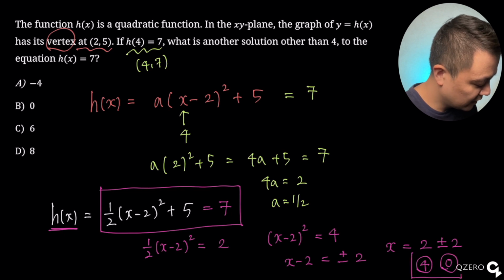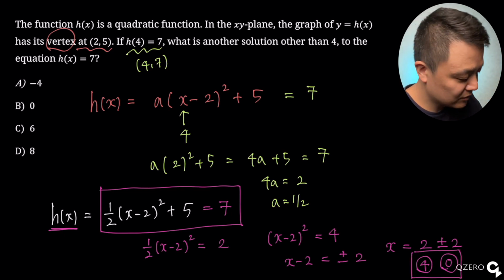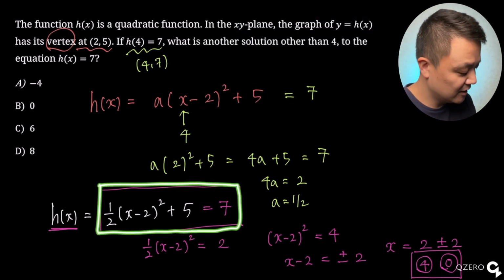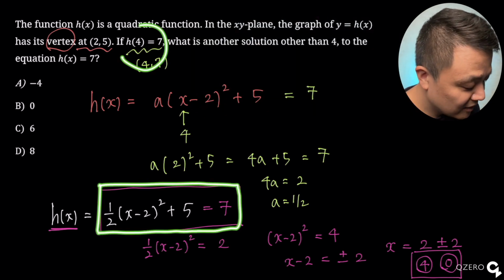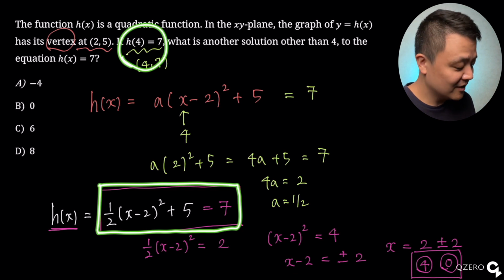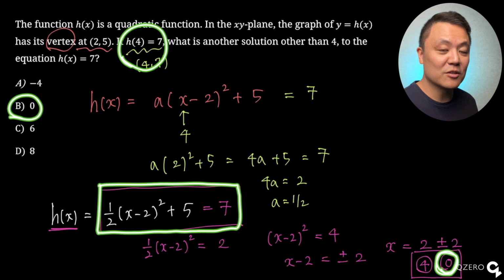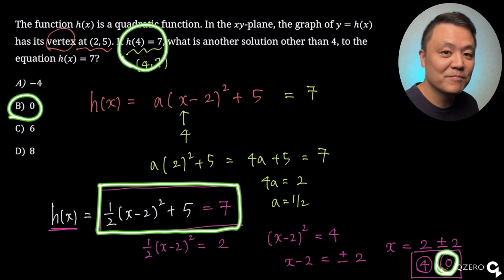So we just found 2 possible solutions to the given equation here. But we already know that 4 is a solution. So we just found another one, which is 0. So answer choice Bravo is the correct one. But I guess the graphical approach is way easier to solve this question.